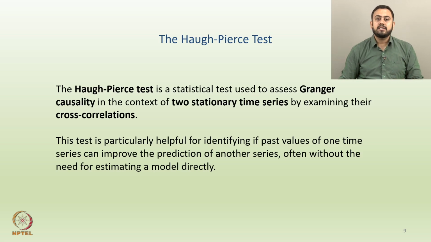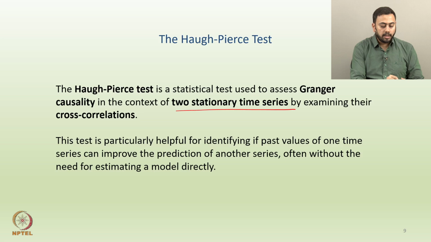The Haw-Pearce test is a statistical test used to assess Granger causality in the context of two stationary time series by examining their cross correlations. Some of the important assumptions are that both the series should be stationary to start with. One can apply this test to check whether x Granger causes y, assuming both xt and yt are stationary time series.